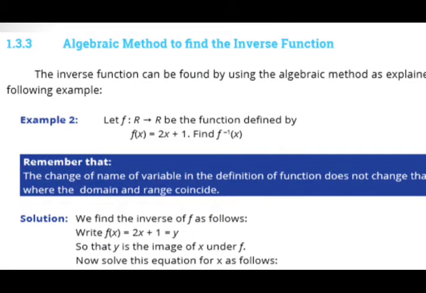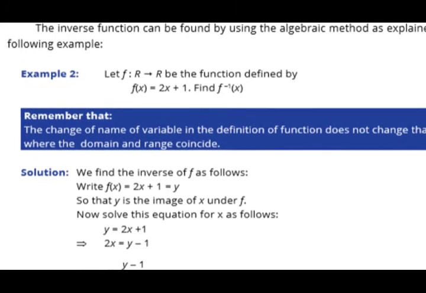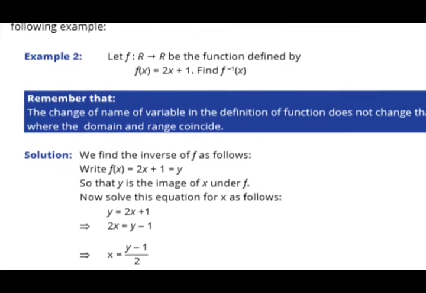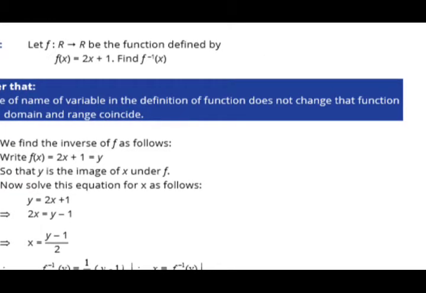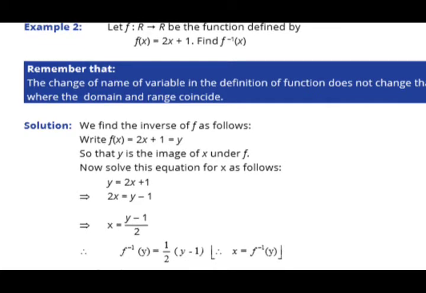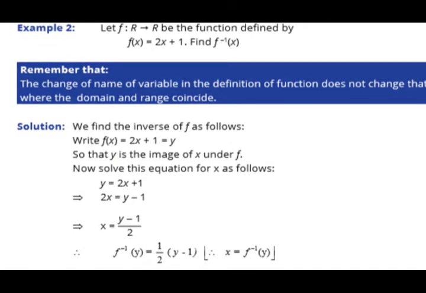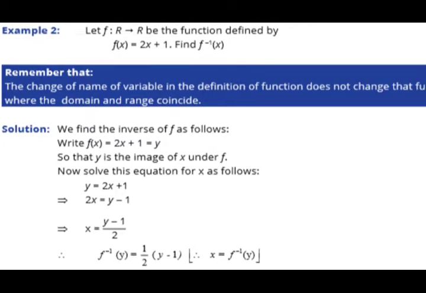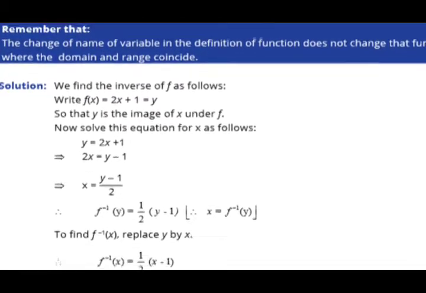Now the algebraic method to find the inverse. We have the function f of x equal to 2x plus 1, and f inverse of x. The change of name of the variable in the definition of a function does not change that function where the domain and range coincide. We find the inverse of f as follows.